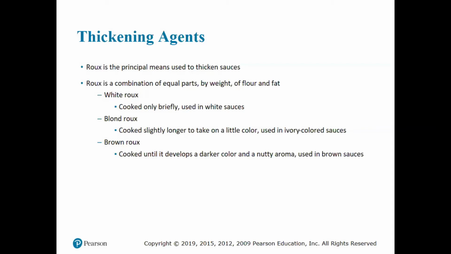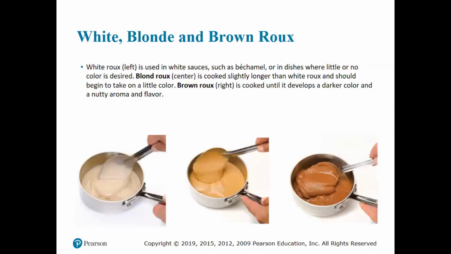If you heat it on the stove just briefly to put it together, you've made a white roux. If you cook it a little bit longer, it takes on a slightly darker color, and you get a blonde roux. If you cook it down until it develops a real dark color with a little bit of a nutty aroma, then you get a brown roux. Those are the three types of roux, and there's a visual representation of the three. White roux, of course, you would use in very light colored sauces. Blonde roux is used in what they call ivory color sauces, so they have a little color to them, but not totally dark. And then brown roux is used in your darker color sauces.